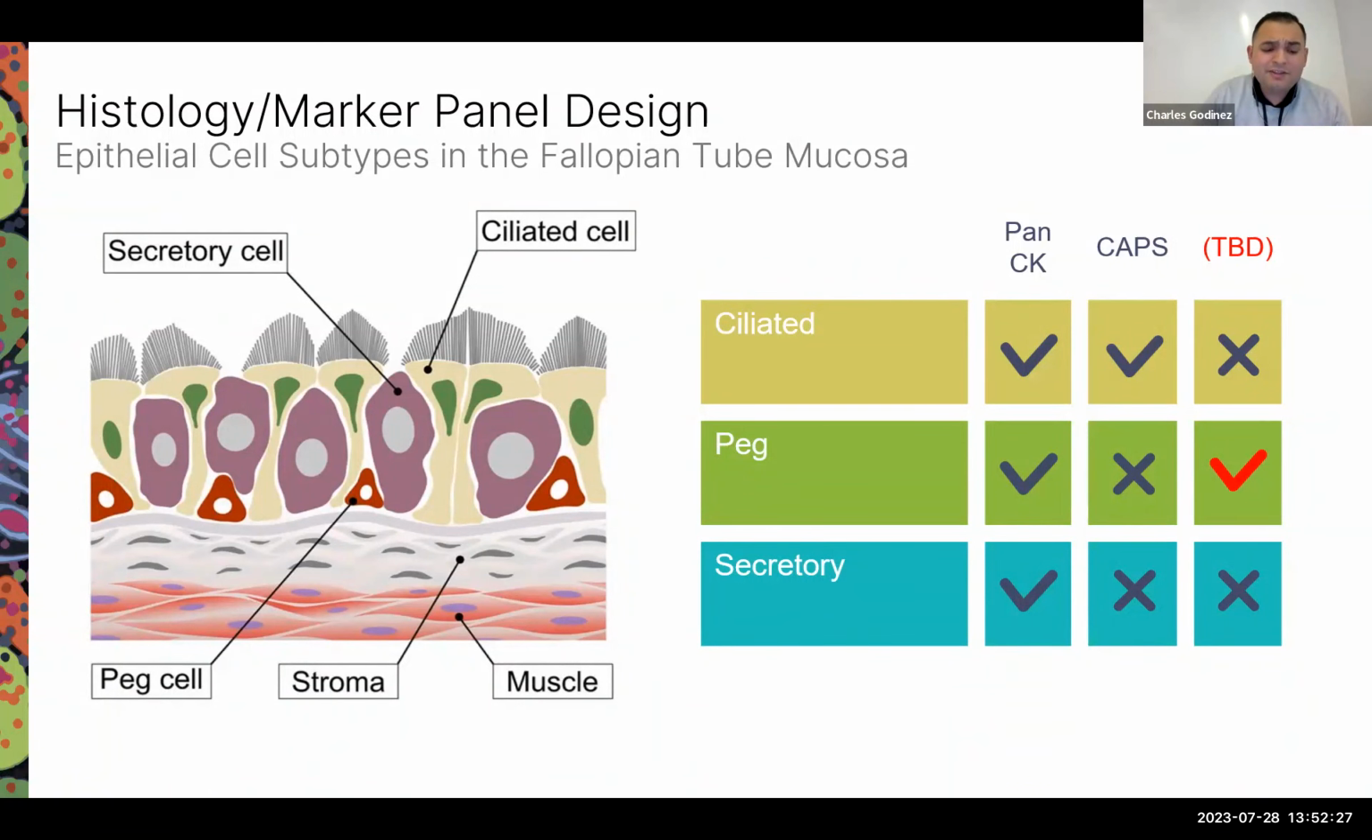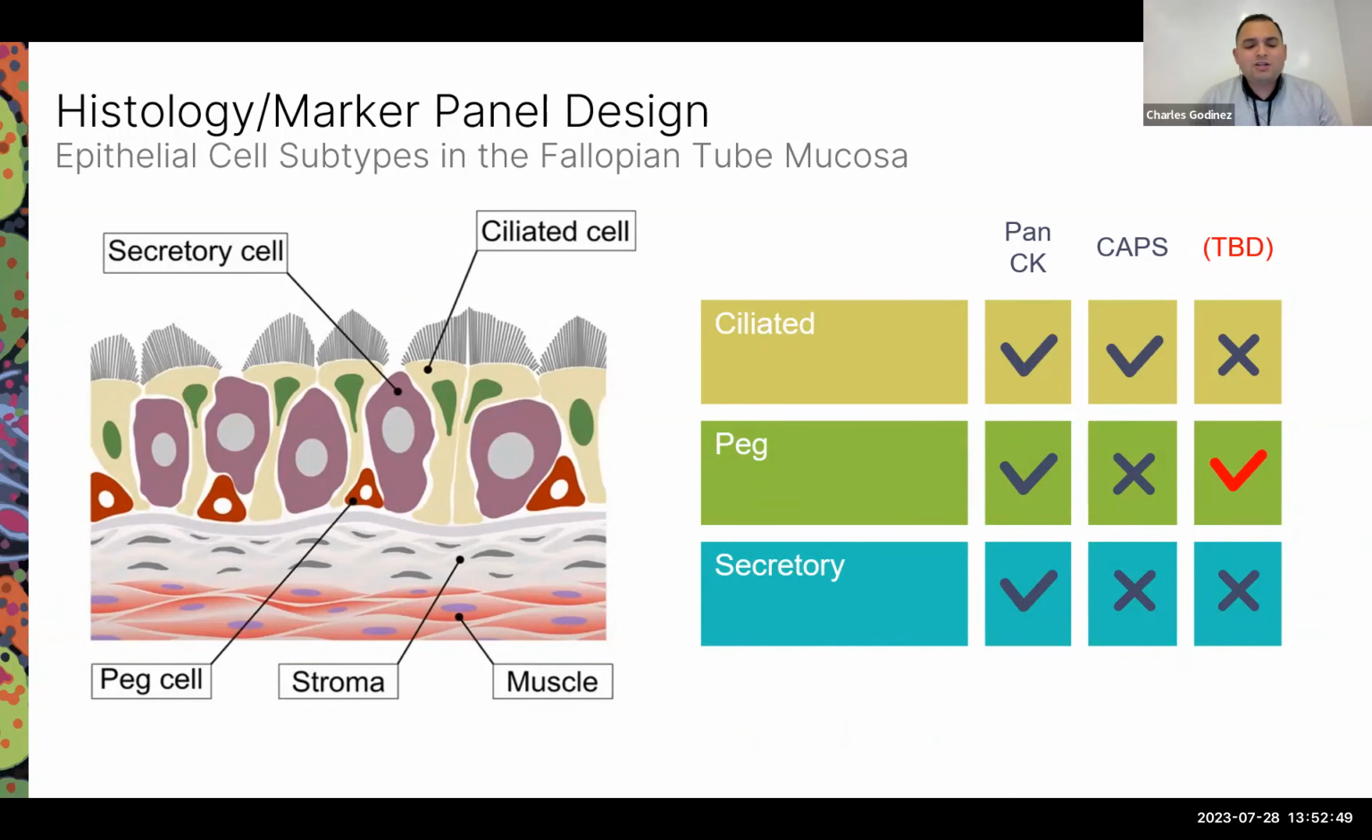Then there are these basally located cells called PEG cells, which are the progenitor cells of the epithelial layer. Notably, these PEG cells only make up about 10% of the total cells in the epithelial layer and renew the secretory and ciliated cells when necessary. We're currently working to find an optimal antibody marker that specifically targets these PEG cells.